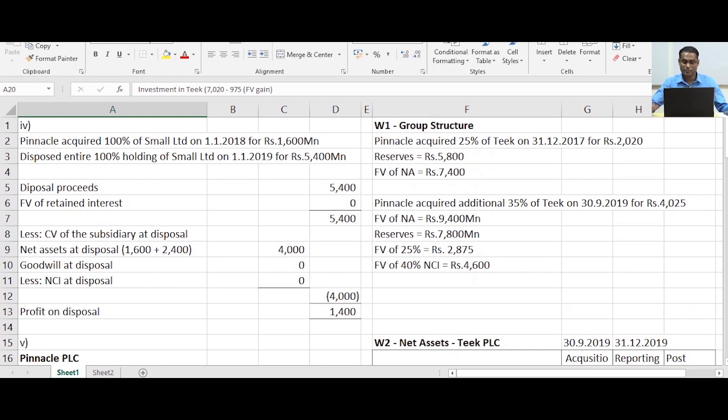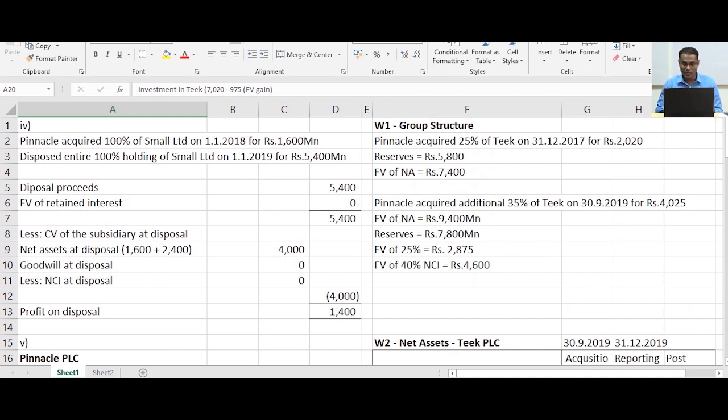This is a step acquisition, as I told you clearly in the introductory session about this question. Up until you achieve control on 30th September 2019, you have to account for this investment as per the relevant standard. Before you achieve control and apply acquisition accounting, this has to be accounted as an investment in associate. You need to follow equity accounting.